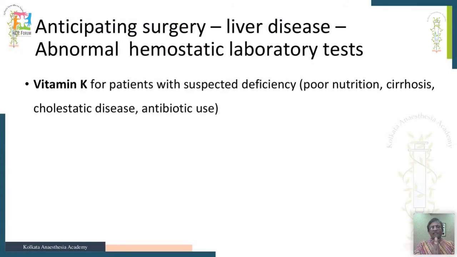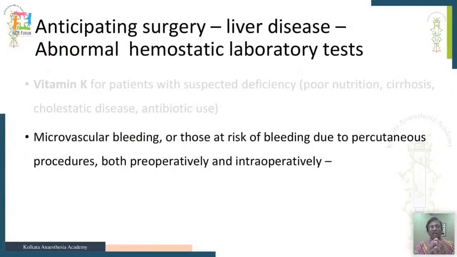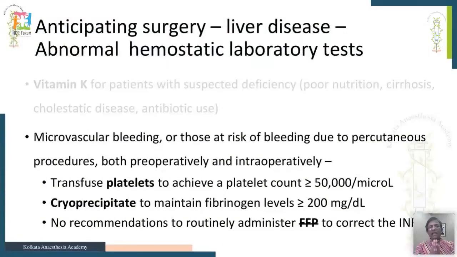So if you are anticipating surgery in a patient with liver disease with abnormal hemostatic laboratory tests, what will you do? Would you give vitamin K? Yes, if you give it when there is a suspected deficiency like poor nutrition, cirrhosis, cholestatic disease, and antibiotic use. If you're thinking of microvascular bleeding or those at increased risk of bleeding due to percutaneous procedures, both pre-op and intra-op, what will you do?